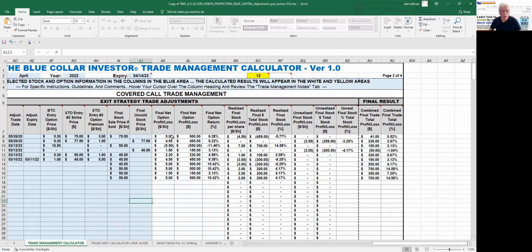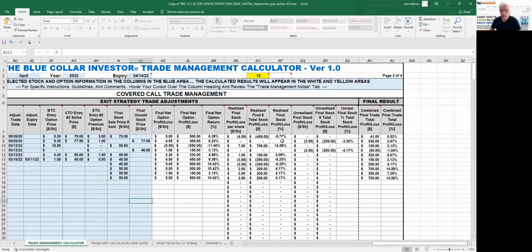So our net option result was $5. When you take in the option credits, initial and post adjustment and debits, it came to plus $5 per share, $500 for the 100 shares. And that was an option return of 6.28%. But wait a minute, we lost some money on the stock, $4.59, 459 on the 100 shares. That's a loss of 5.77%.